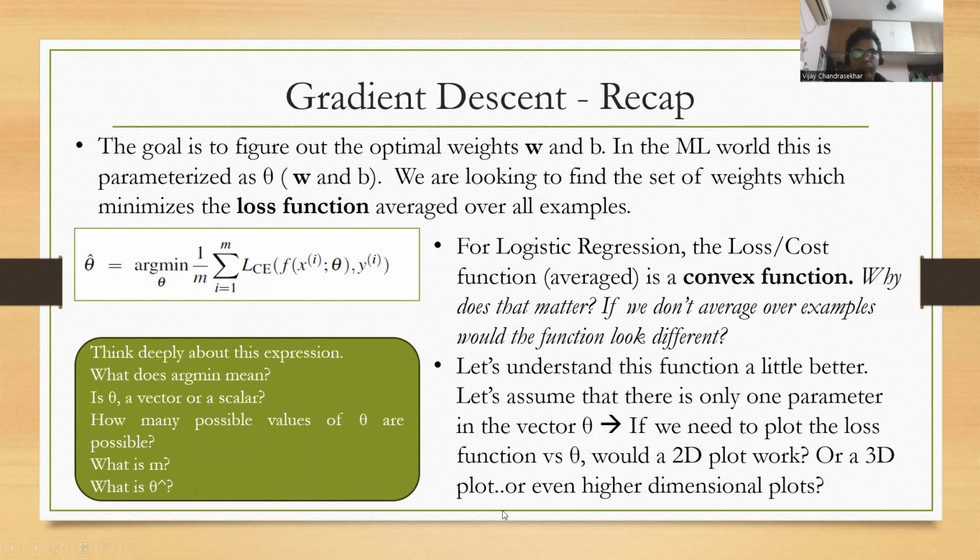I'm going to read this for you. The goal is to figure out the optimal weights W and B. W is of course a vector, B is a scalar here. In the ML world, this is parameterized as theta. We're looking to find a set of weights which minimizes the loss function averaged over all examples. Now, can somebody tell me what arg min theta means?